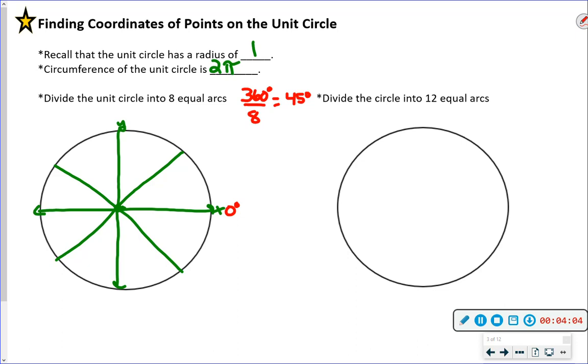So 0 plus 45, of course, there's our 90. If I add 45 to 90, I'm at 135. 135 plus 45, 180. You know that's 180. Plus 45, 225, plus another 45, 270, down here, 315. Wait till we have to do 12 equal arcs. That's really going to be good stuff.